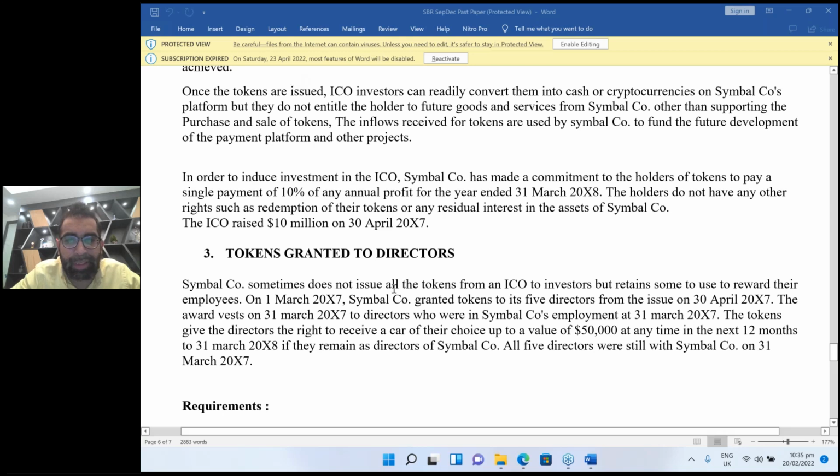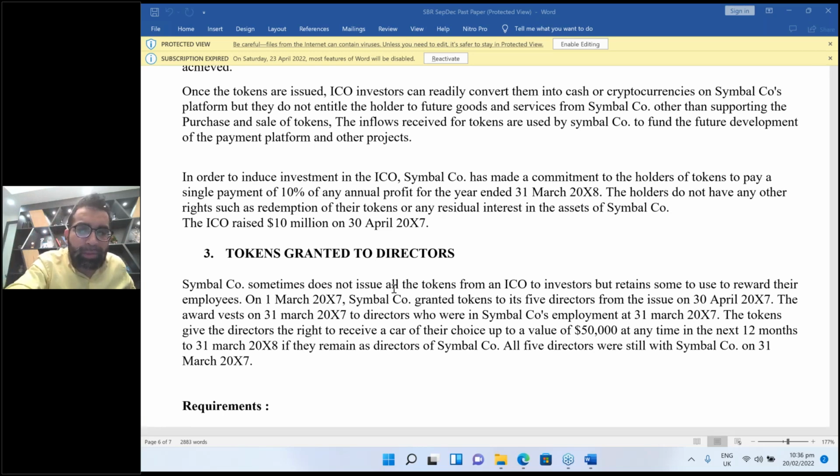Symbol company sometimes does not issue all the tokens from an ICO to investors, but retains some to use to reward their employees. On 1st March X7, Symbol company granted tokens to its 5 directors from the issue on 30th April X7. See, 1st March X7, that means before that, our first accounting period ends on 31st March X7, right? So this is 1 month before that 31st March X7. Don't forget.